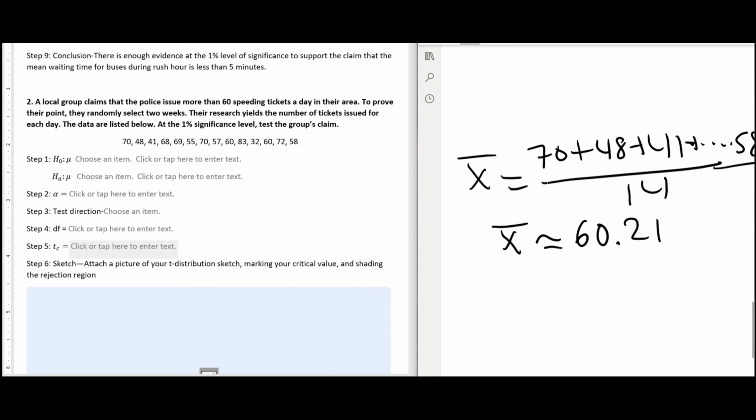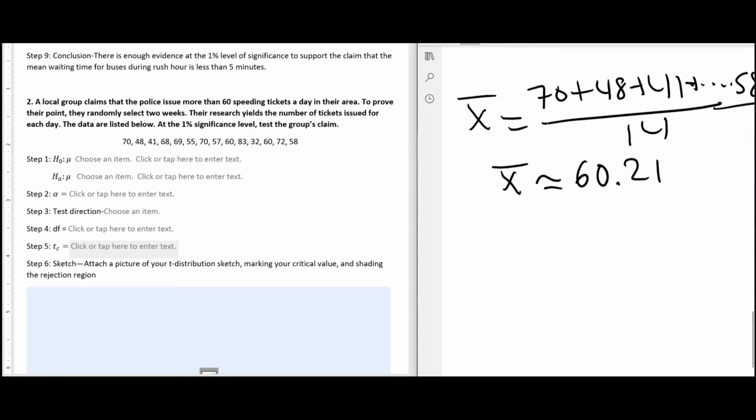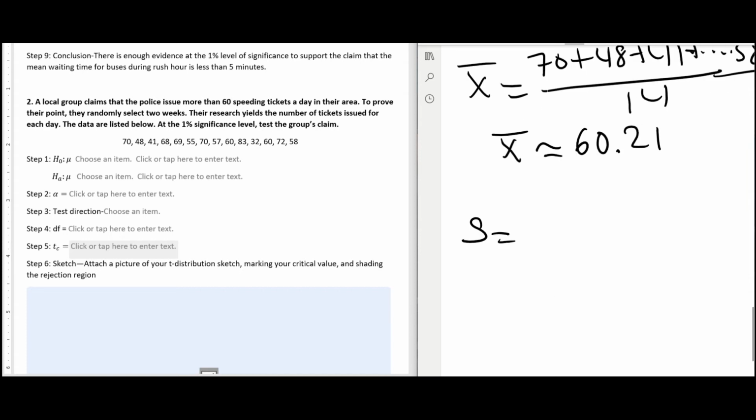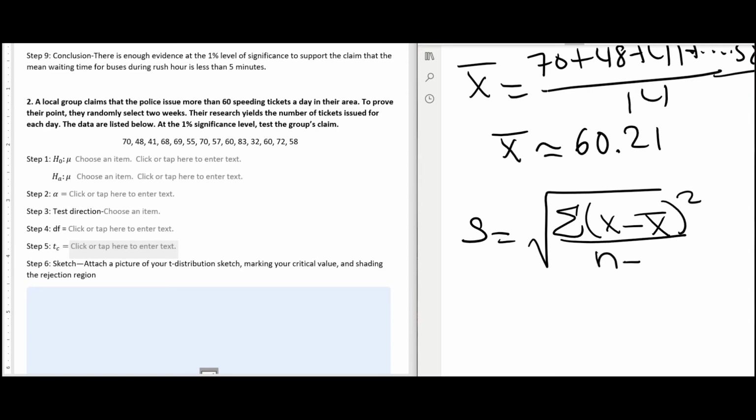Now what we need to do is calculate our s. So how do we calculate our s? Well, to calculate our s, this is a formula that we used way back in the beginning of the year, right? Probably second quarter, I would say. But we're going to need that formula here. So the formula is the square root, and then you're going to add up some stuff. What are you going to add up? You're going to add up the data minus the mean that you just calculated and then square it. Then you're going to divide by however many tickets were issued minus 1.